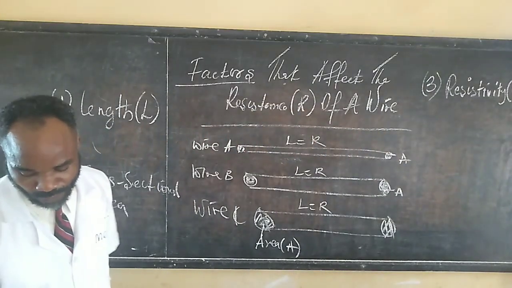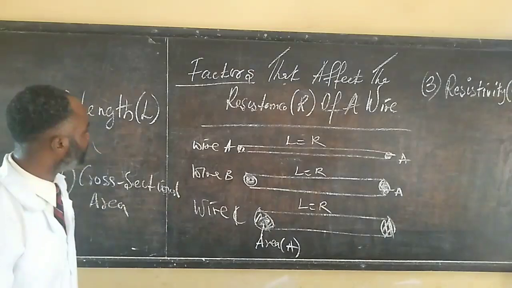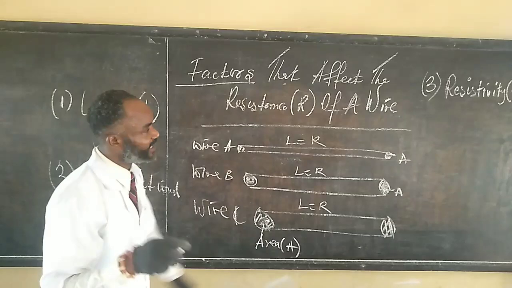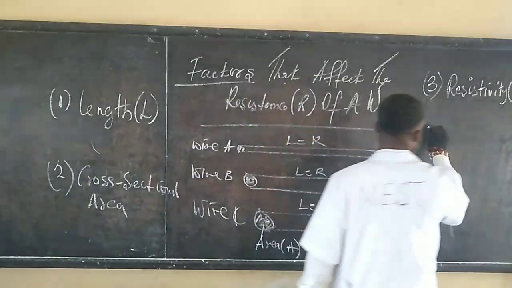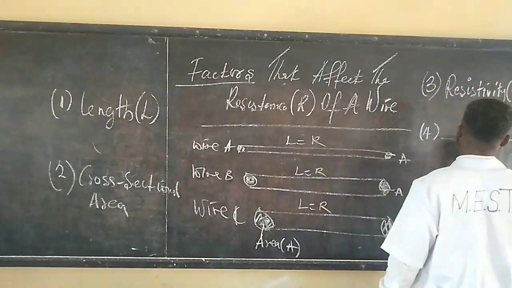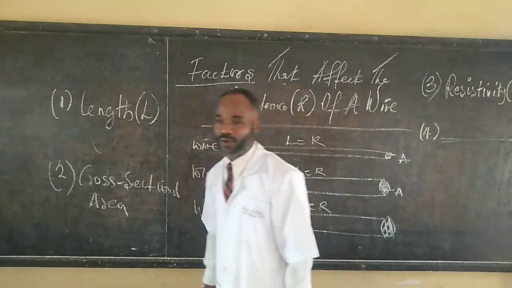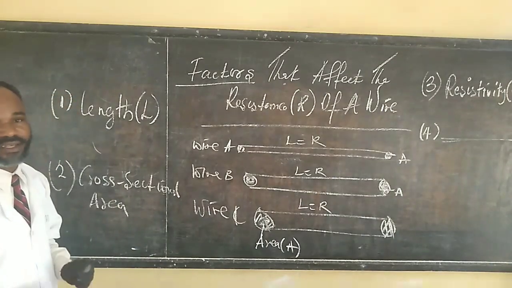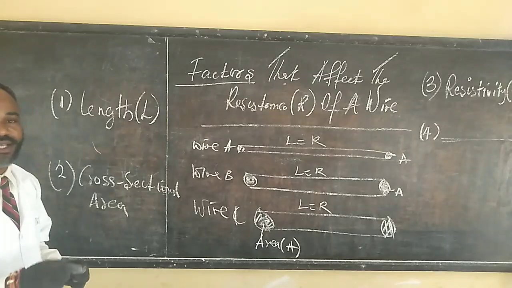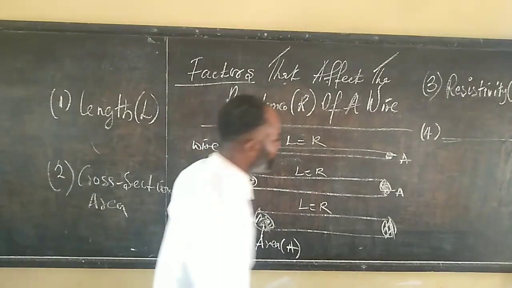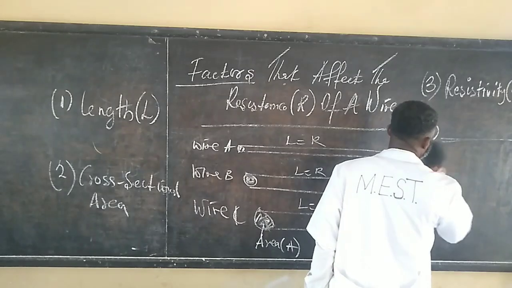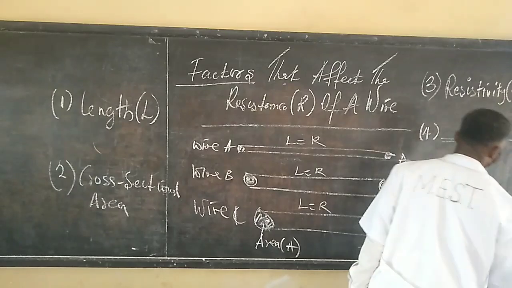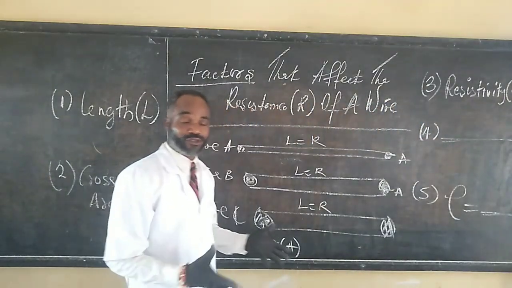Then I want you to tell me the 4th one. We have mentioned length, cross-sectional area, and resistivity. What is the 4th factor that affects the resistance of a wire? Can you tell me? And what is the formula for the resistivity? Put it here.